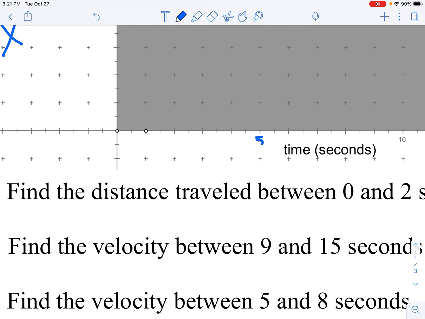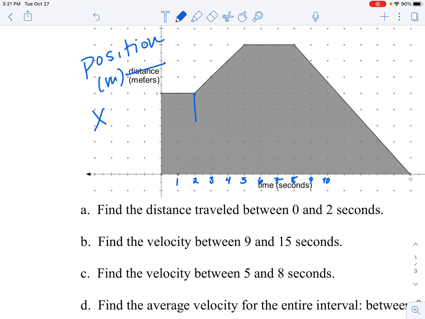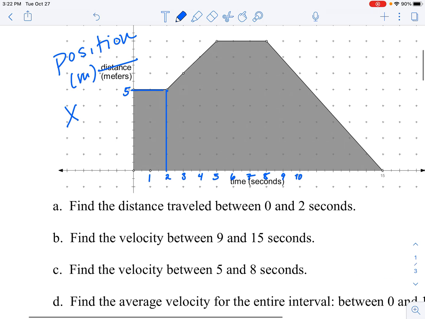This is a little bit hard to see, but if I zoom in, I can see 1 second, 2 seconds, 3 seconds, 4 seconds, 5. I'll just label it so I have got it. And between 0 and 2 seconds, the object is remaining at a distance of 5 meters. So the distance traveled is 0 meters.